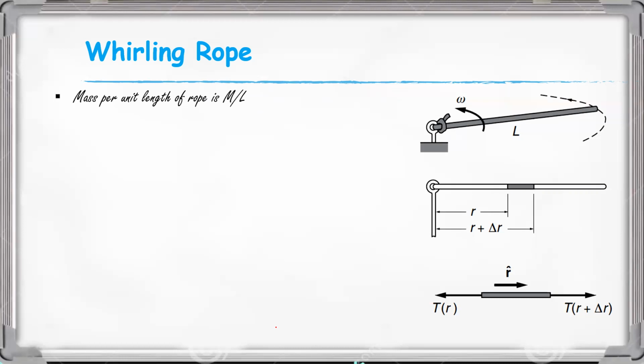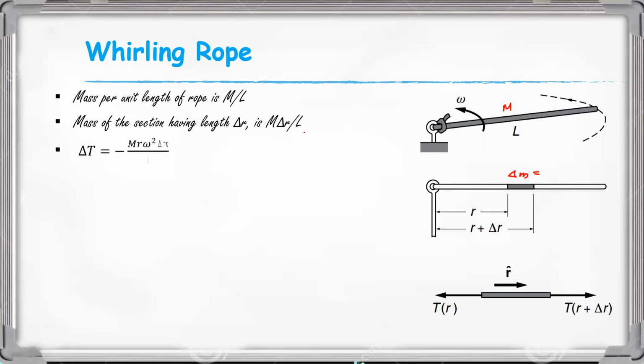So we have to express delta m. Delta m is the mass of this section. We have to find delta m. For that, we know that the total mass is m, total length is L, then the mass per unit length is m divided by L. Then the mass of the section having length delta r must be equal to m delta r by L.